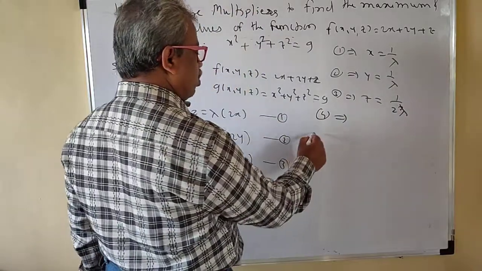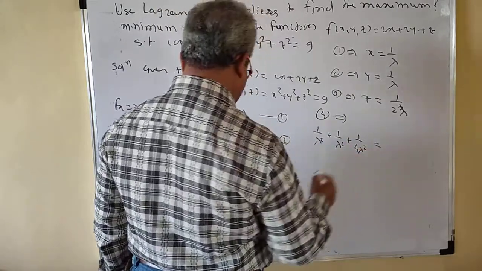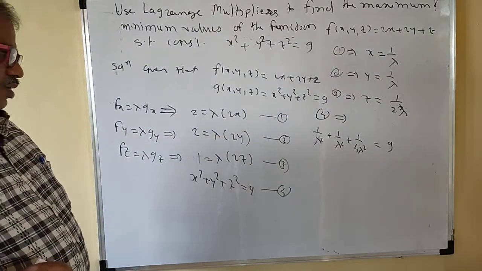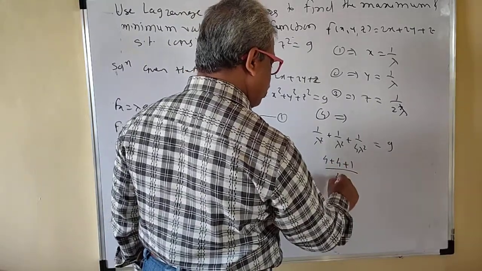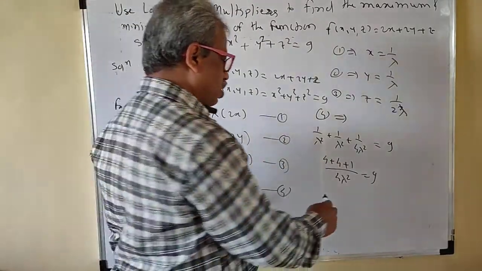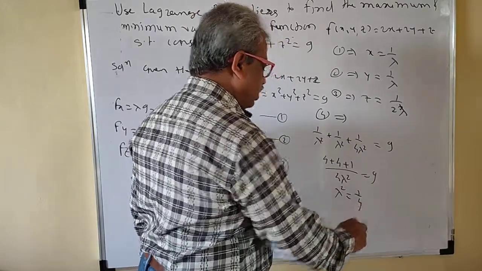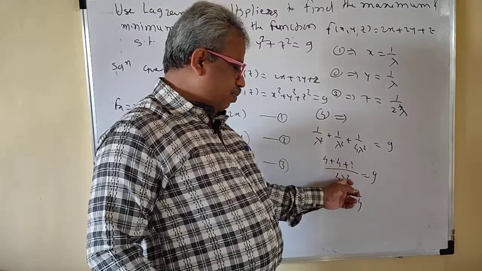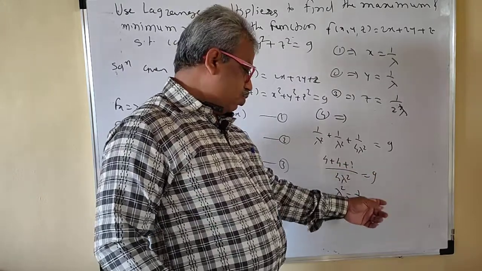take the squares of these: 1 upon lambda square plus 1 upon lambda square plus 1 upon 4 lambda square is equal to 9. So this is 4 plus 1 upon 4 lambda square is equal to 9. I will shift the lambda square to that side, and take the 4 as it is here. This is 4 plus 1, 9 upon 4 lambda square is equal to 9. So 9 gets cancelled. So 1 upon 4 lambda square is equal to what?